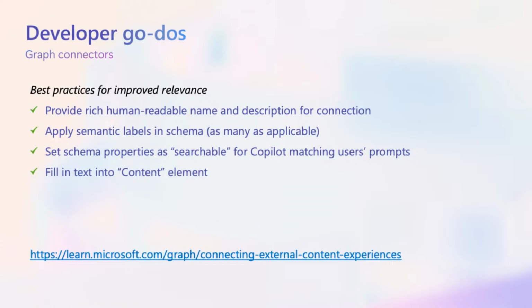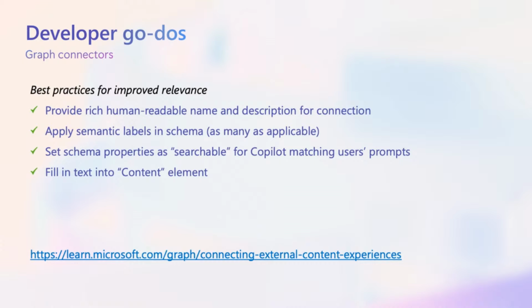Now, for the developers in the room, there are some additional things to be mindful of. Again, if you're building your own custom graph connector, these are going to be things that can really help you with improved relevance. We're not only looking at lexical matching of content for keyword searches, we also want to be able to do semantic matching as well.